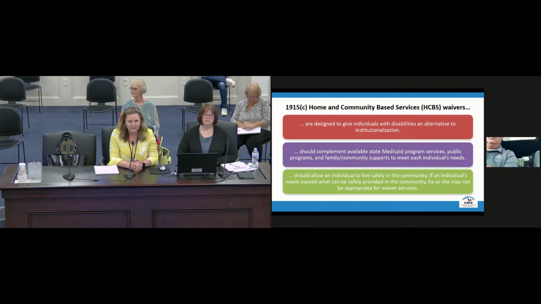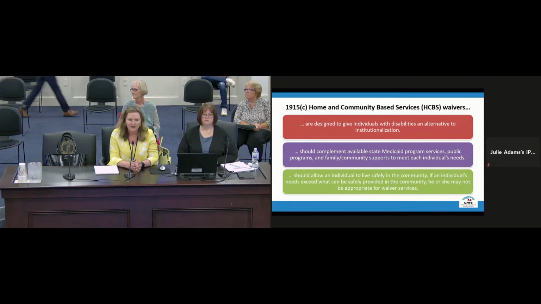These waivers provide, for example, personal support services, homemaking services to allow those individuals to remain in their home safely and in the community. If an individual needs services that cannot be safely provided in the community, he or she may not be appropriate for our waiver services.